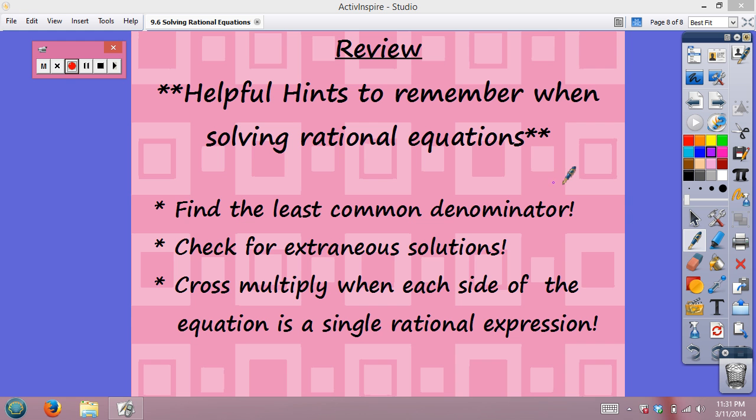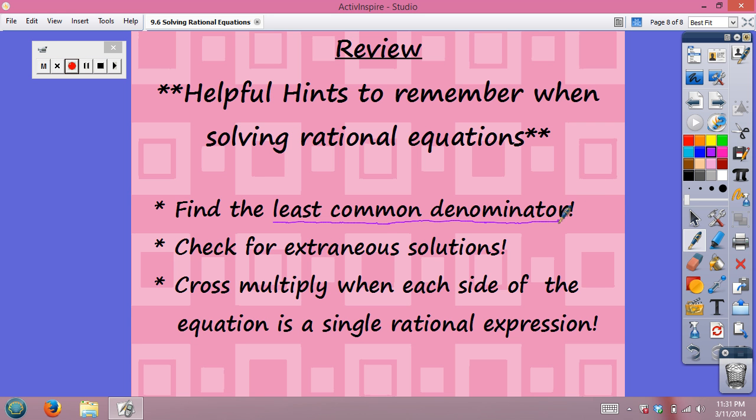As a quick review, we just want to go over some helpful hints to remember when we're solving our rational equations. And the first is find the least common denominator. Before you make any moves, make sure that all of your fractions have a similar denominator. Second, make sure you're checking for extraneous solutions. Even when you think you might not have to, you do. So make sure you're checking for those extraneous solutions. And last, we learned that we can now cross-multiply when each side of the equation is a single rational expression. And that will conclude the lesson.